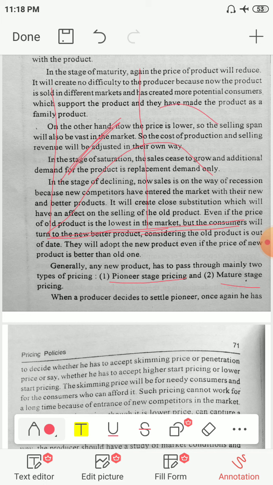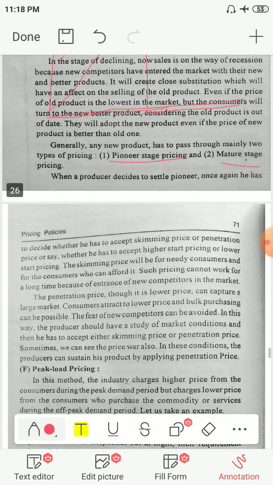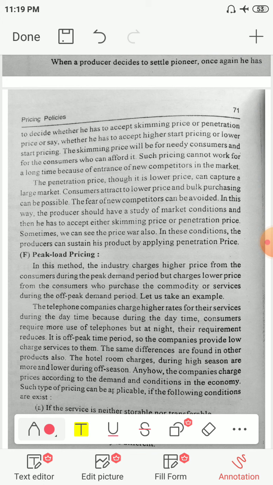When a producer decides to be a pioneer, once again he has to decide whether to accept skimming price or penetration. We had a detailed discussion on skimming and penetration in the last lecture only. You can go through it, whether to go for skimming pricing or penetration pricing. Whether he has to accept a higher start price or a lower start price.